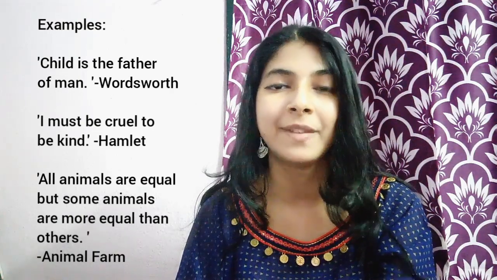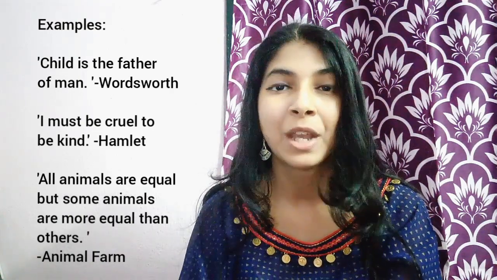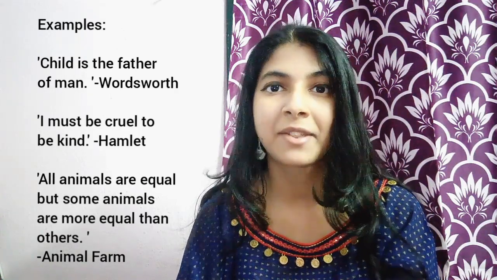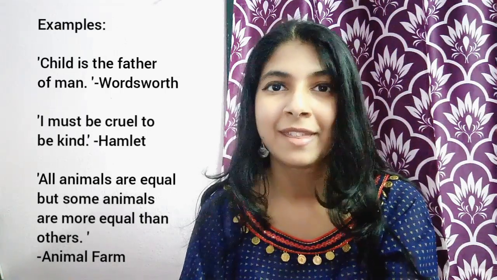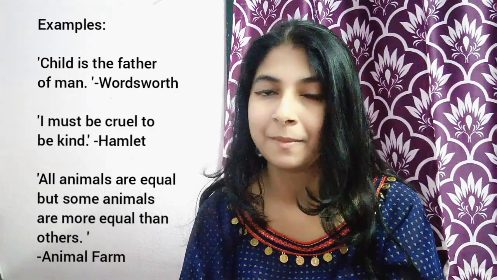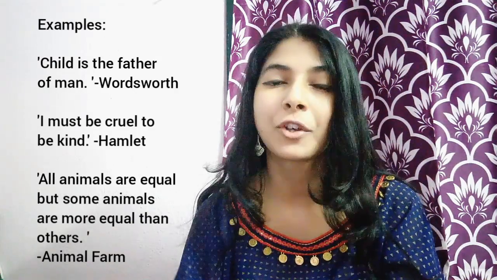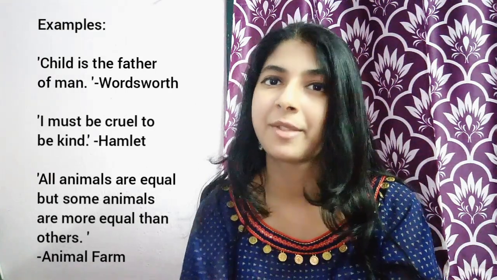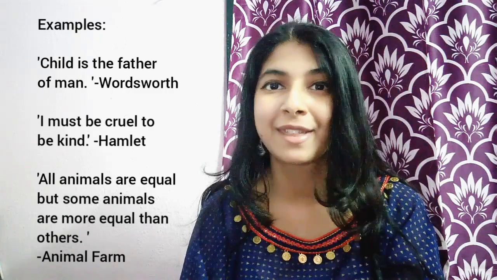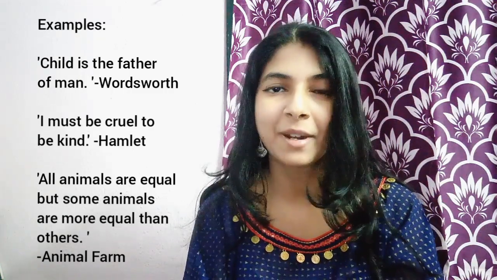Then, in George Orwell's Animal Farm, there is a line, "All animals are equal, but some animals are more equal than others." Another example of paradox. What does it mean? It means that although the government says that everyone should be treated equally, some people are treated with a lot more benefits. They are given many more favors owing to their status and position. So he said all animals are equal, but some animals are more equal than others.